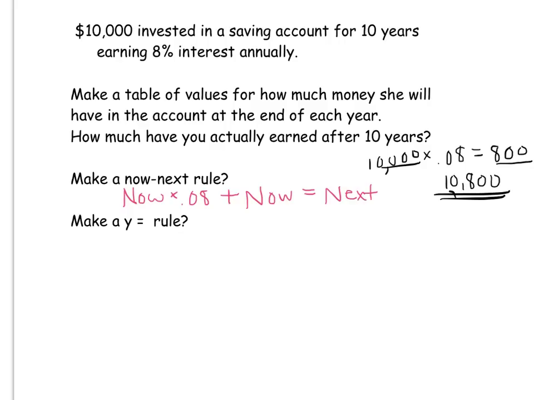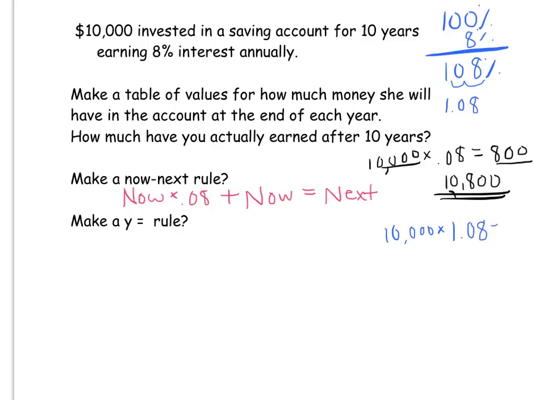Another way to think about this is that we get to keep all 100% of the money we had in the bank account, and then on top of that 100% of our money that we had to start with, we get an additional 8%. So now we have a total of 108% of our money by the end of the year. So if we represent 108% as a decimal, move it 2 places, we'd have 1.08. So I could calculate $10,000, and I'm keeping all 108%, 1.08. That would also give me $10,800.